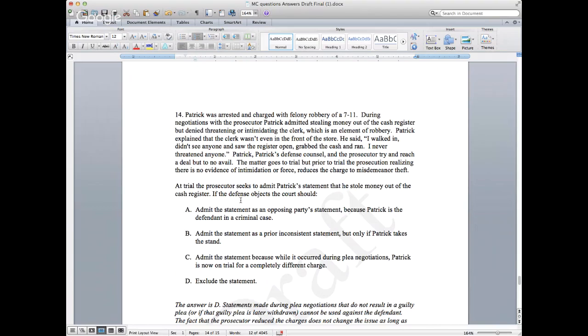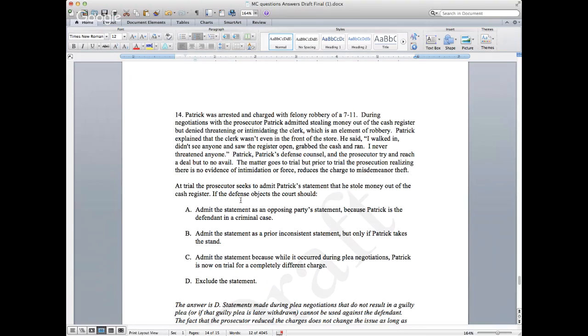Patrick's defense counsel and the prosecutor try to reach a deal, but to no avail. The matter goes to trial, but prior to the trial, realizing that there was no evidence of intimidation or force, the prosecutor reduces the charge to misdemeanor theft. So now at trial, they want to introduce Patrick's statement that he stole the money out of the cash register. If the defense objects, the court should. Okay, so when did he make this statement that he just grabbed the money?